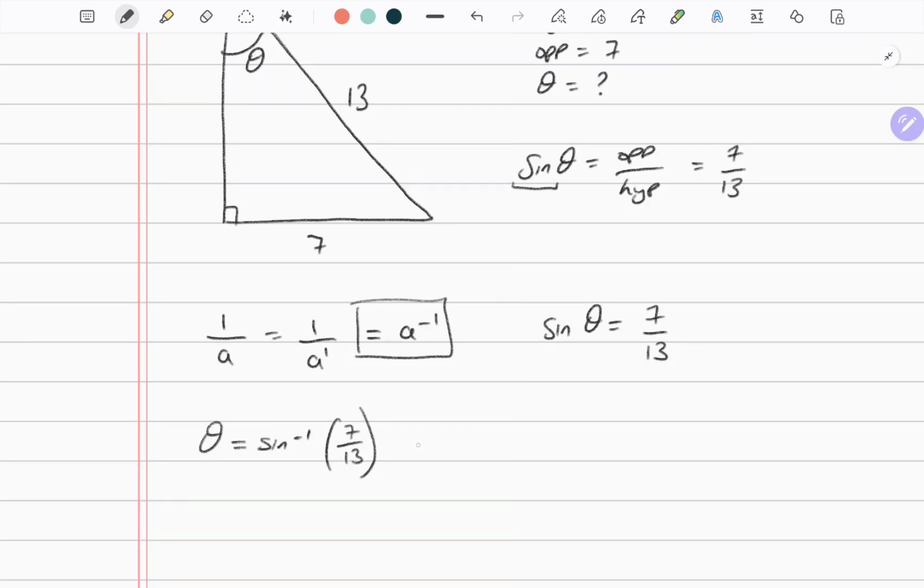So if you throw that into a calculator, again, just make sure it's in degrees. I'm working with degrees in this particular example. That would give you 32.578 and so on. Just call it 33 degrees to two significant figures.